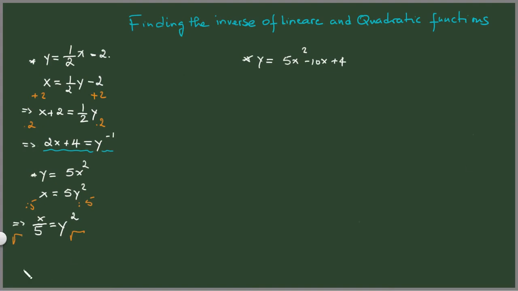That way we have the square root of x over 5 equals plus or minus y. Of course, when you take the square root, you get two results. Plus or minus the square root of x over 5 equals y, and this is our inverse function. We can underline it this way.